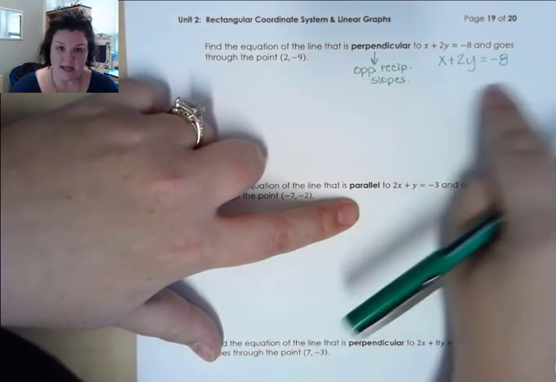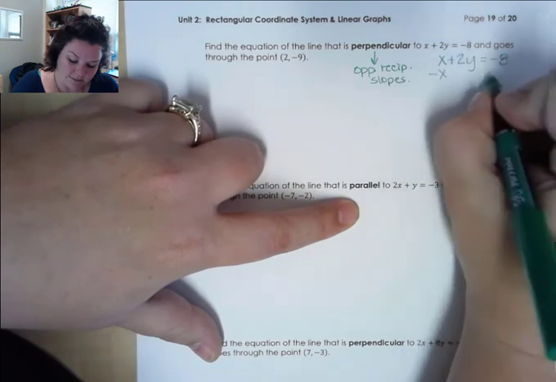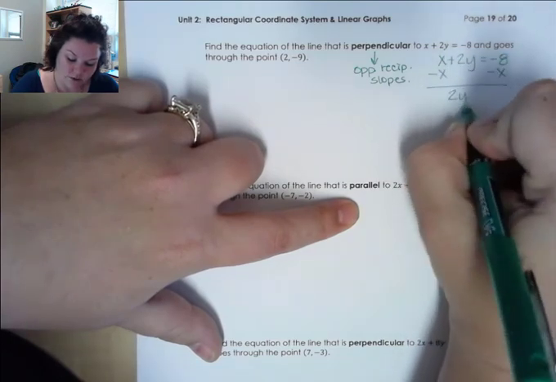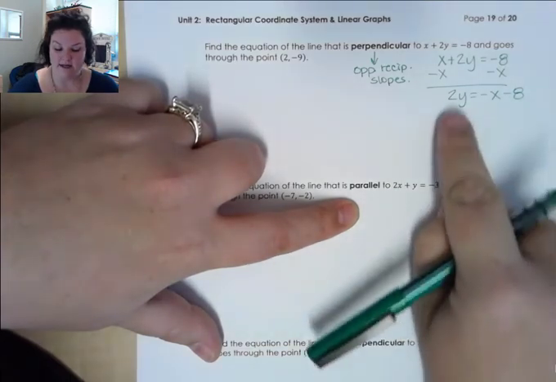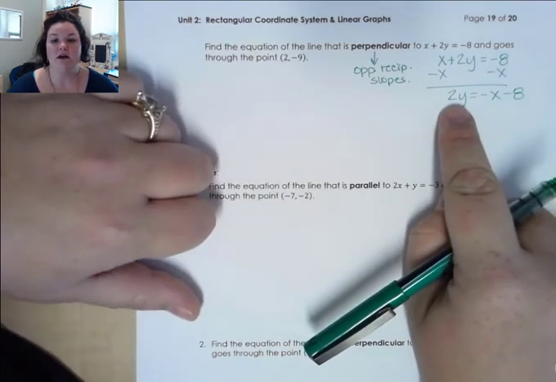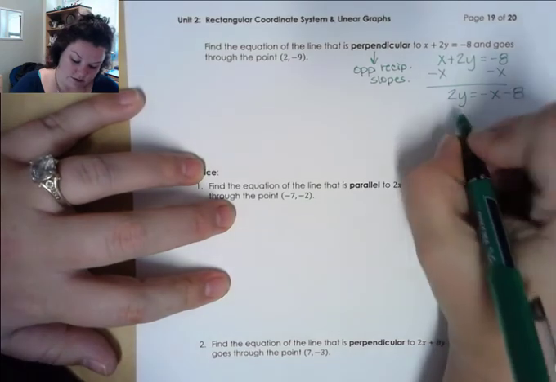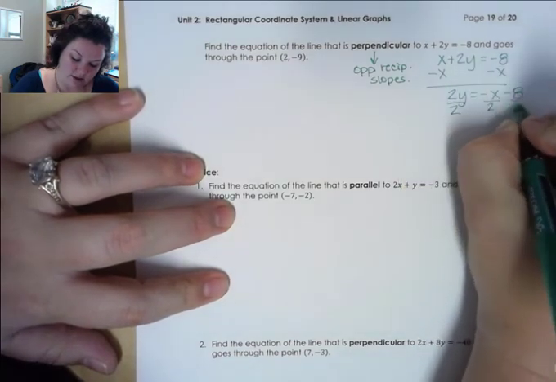So I'm going to move my x to the other side by subtracting. So I have 2y is equal to negative x minus 8. And then I need to get y by itself by just dividing off that 2. So I divide 2 off of everything.